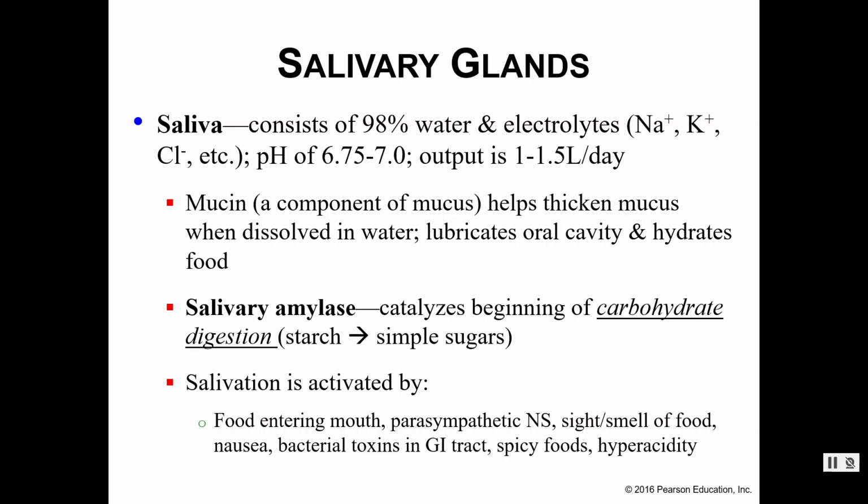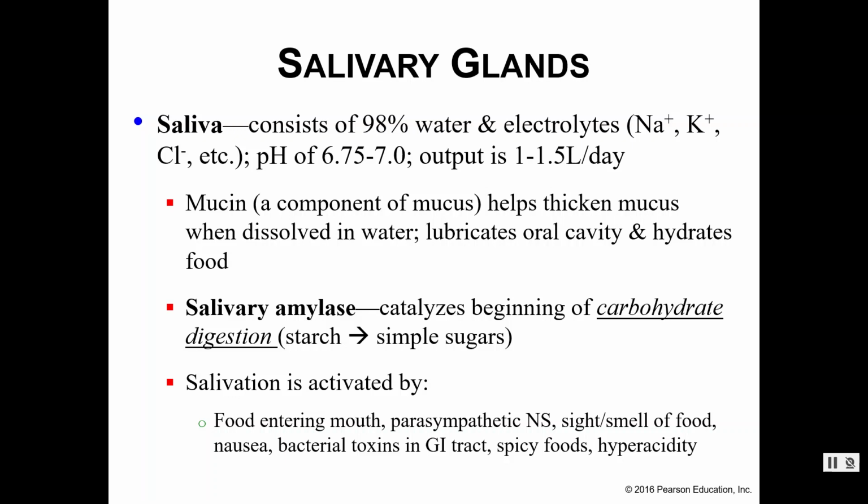Now, the process of salivation is activated by a couple of things. Food entering the mouth. So if you've literally put food in your mouth, you start to make saliva. Parasympathetic nervous system stimulation. Your parasympathetic nervous system is your rest and digest. Literally the sight or smell of food, y'all. Okay, so if you've ever felt like you saw really good looking food or smelled really tasty food and your mouth watered, that's not really an exaggeration. That is actually how it works.